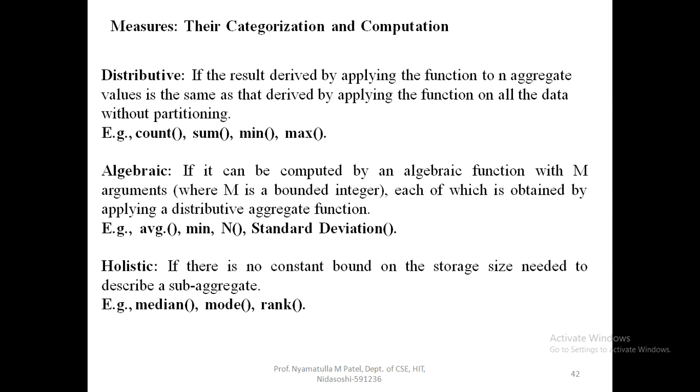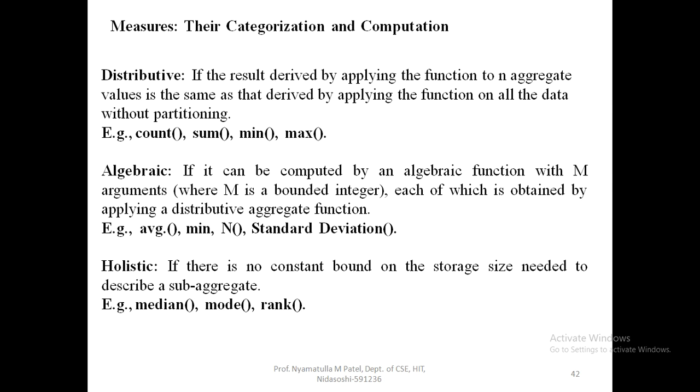Next, coming to the last type of measure, that is holistic. Now, if there is no constant bound on the storage size needed to describe a sub-aggregate, then that type of measure is called holistic. Examples: median, mode and rank.